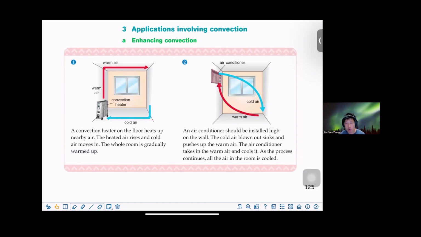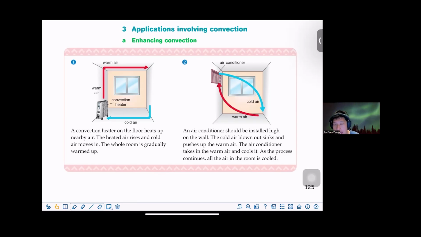But if we install it above, then we will only let our ceiling warm, but it will not let our floor warm too. So it would be better for us to install the convection heater in the floor rather than in the ceiling.